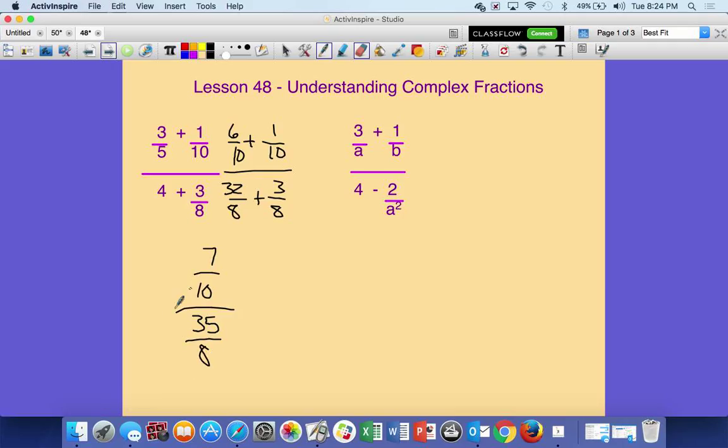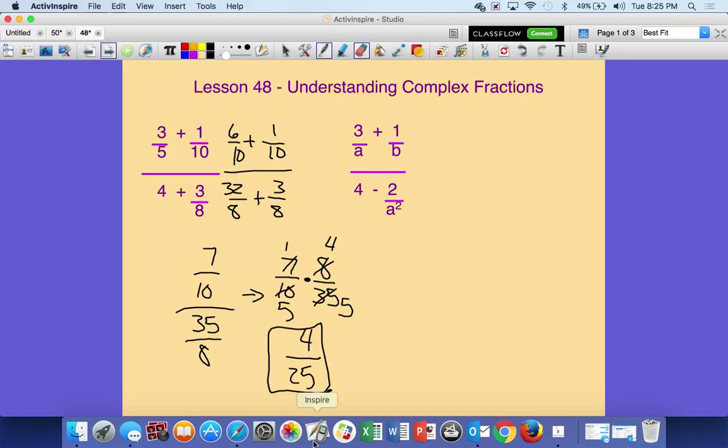Now that we're down to one fraction on top and one fraction on bottom, this is like 7/10 divided by 35/8. We can't divide fractions, but we can multiply by the reciprocal. So we end up with this fraction. Some of you could say that's 56 over 350, but I don't want to reduce at the end, because those numbers get pretty big. I could take a 7 out of both of these, that becomes a 1, that's a 5. Take a 2 out of this and out of that, and this becomes 4 over 25.